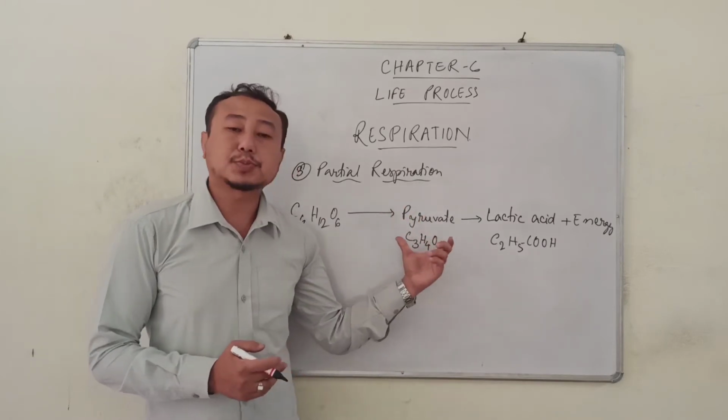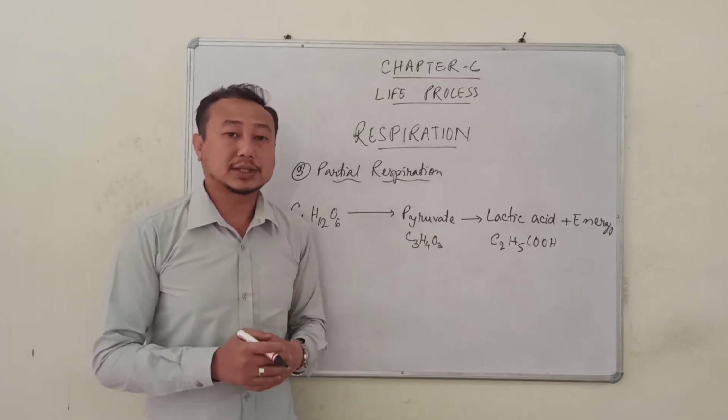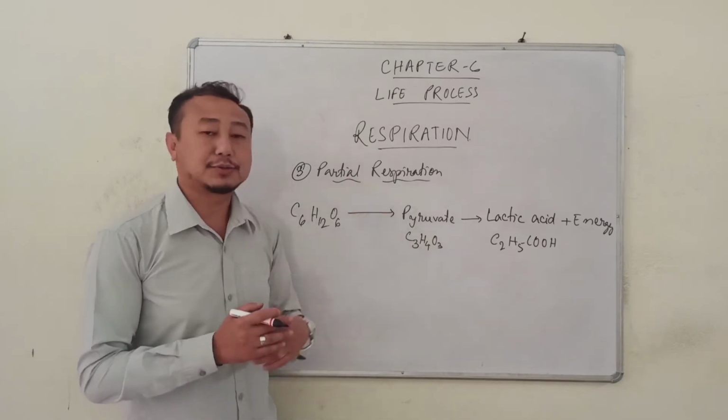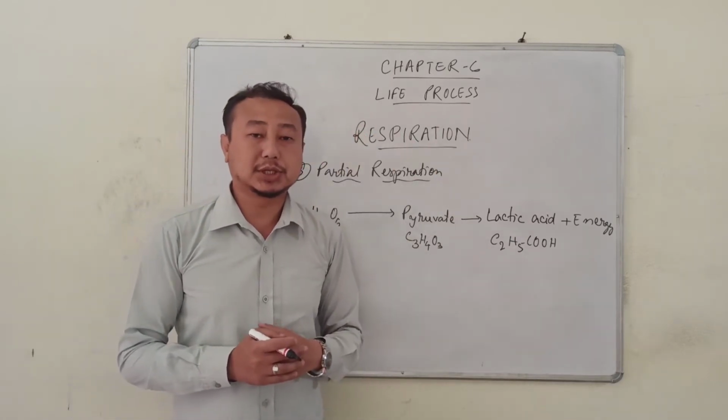After that, the pyruvate is broken down in different manners in order to obtain different types of products and energy to perform different types of respiration. So these are the things related to the types of respiration.